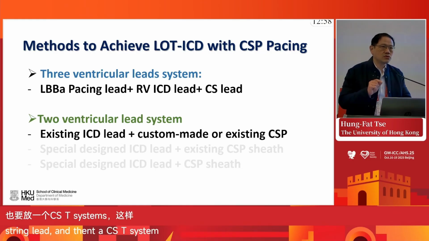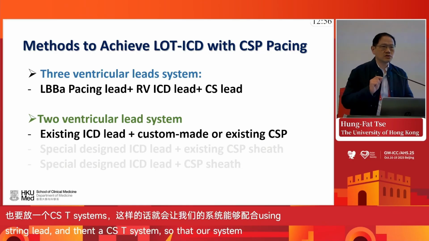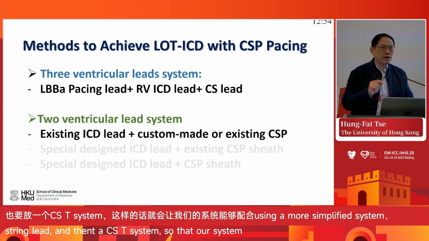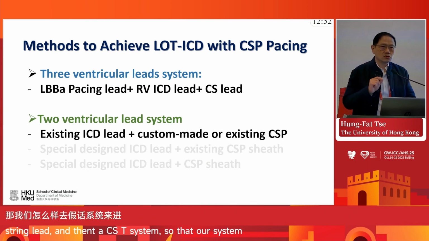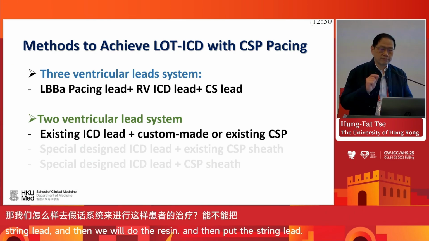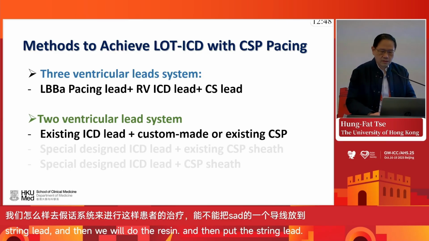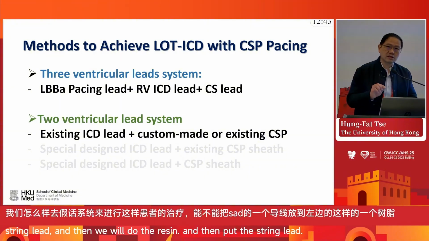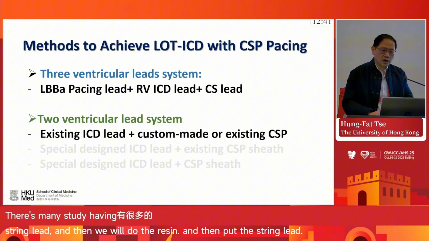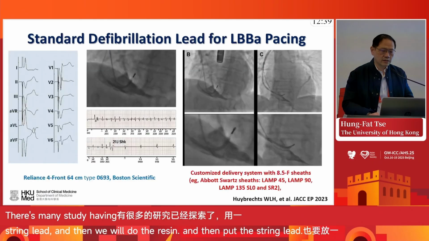How can we use a more simplified system to achieve LOT-CRT? Can we put our ICD lead into the left bundle branch area for left bundle area pacing? That is the question. In fact, many studies have tried using existing leads and different leads to try to do this with conduction system pacing.